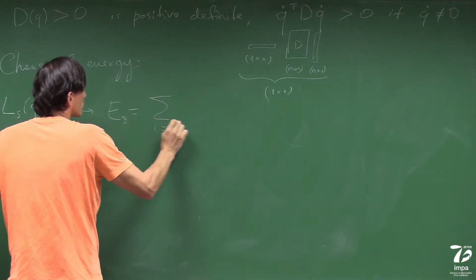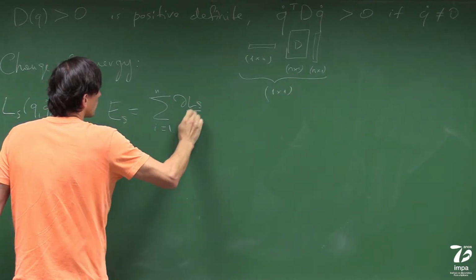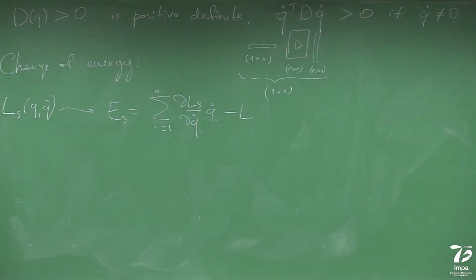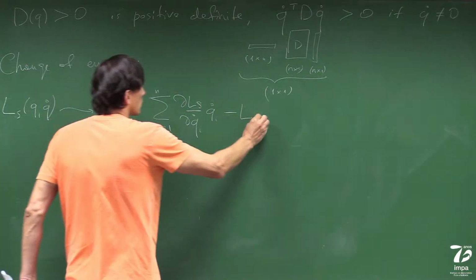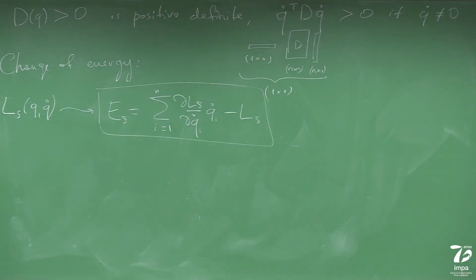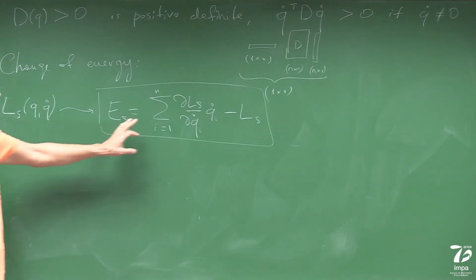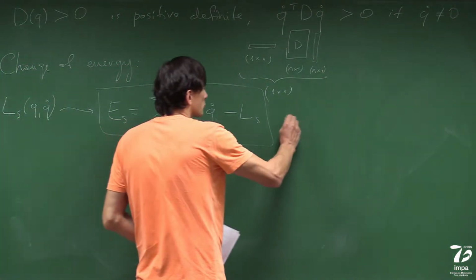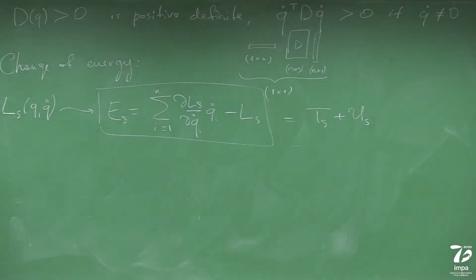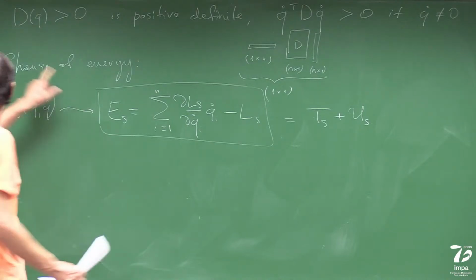So remember, the energy was defined as the sum of all components dL by dq dot, the velocity, minus L. So this was the expression for the energy for the full system, which is conserved. And this is the energy of our system, which is not isolated. It's not conserved, but we just use exactly the same expression. And you can show that it's the same: it will be the sum of the kinetic and potential energy. So now let's see how the energy changes under this force.